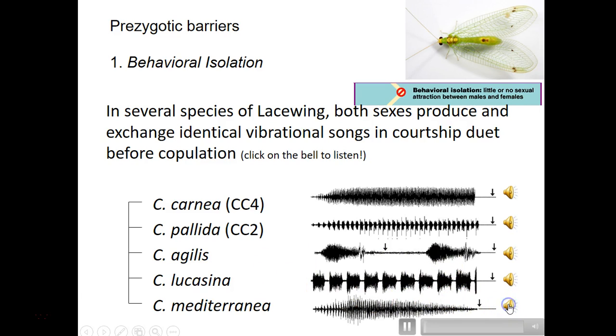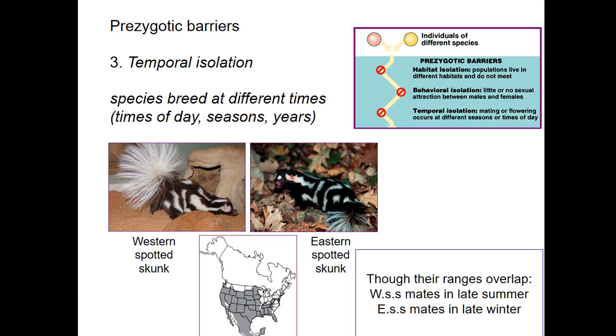And Mediterranea. If it's not very loud, you can step through the PowerPoint yourself and just click on the bells. Now, in each of these species, the male will perform the song, the female has to hear the correct song, then she has to perform her song back, and if they have the correct signal between them, they will then mate. Temporal isolation is when you breed at different times of the day or seasons or years.